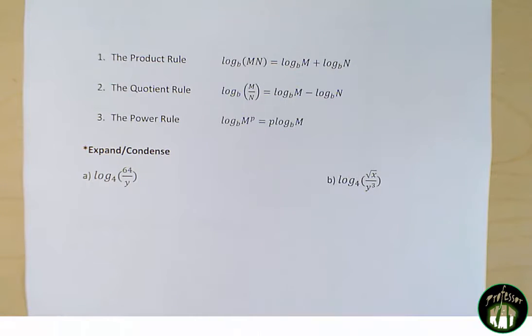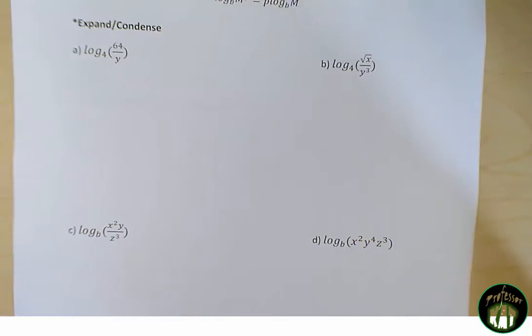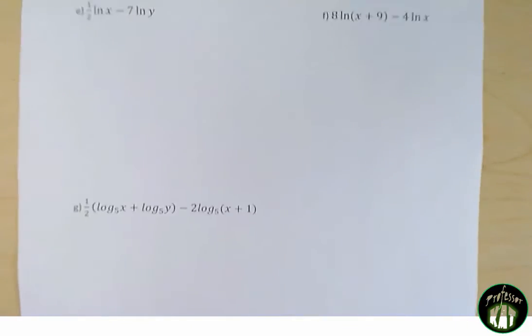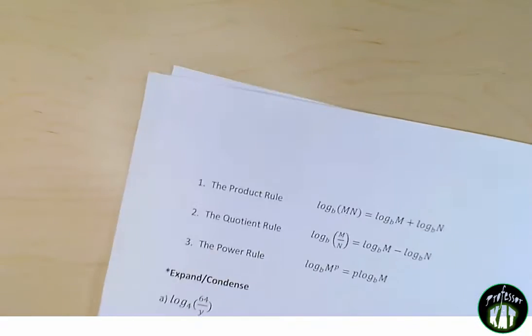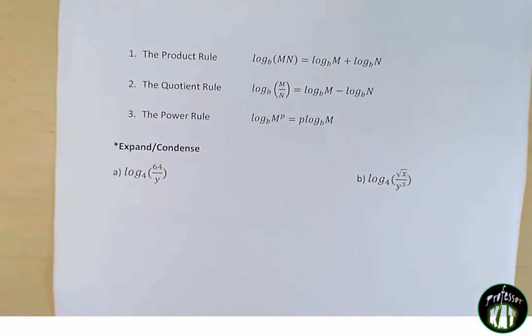So this video is going to focus on the logarithmic properties here: the product rule, the quotient rule, and the power rule. We're going to do a few examples of expanding down some logs, and then a few examples of condensing them down, again using the product rule, the quotient rule, and the power rule here.